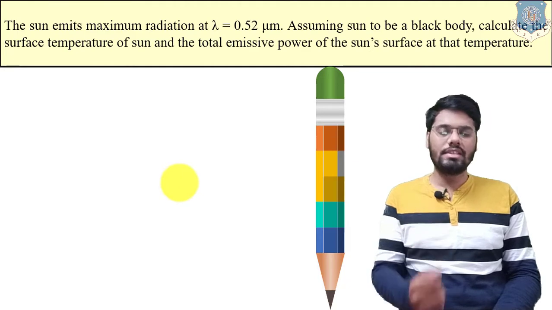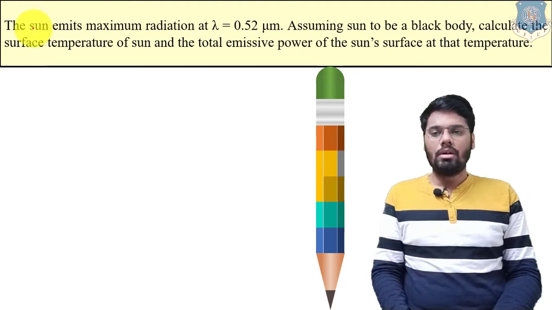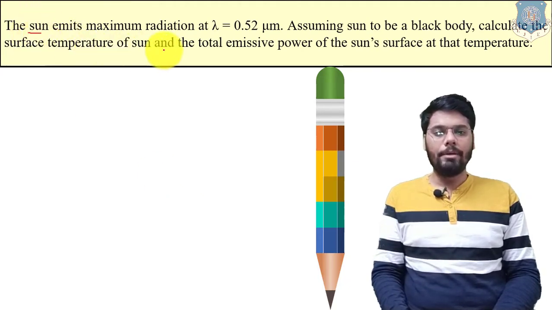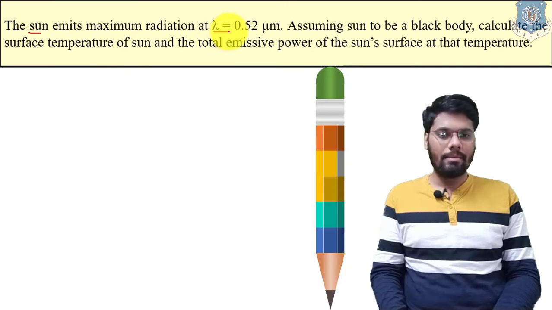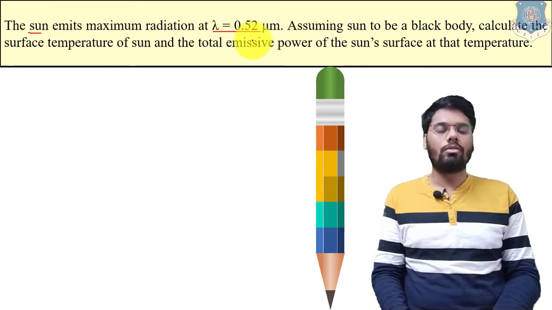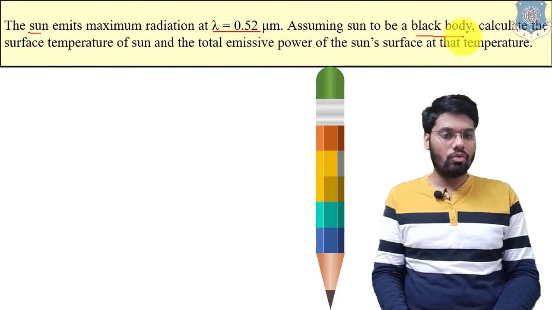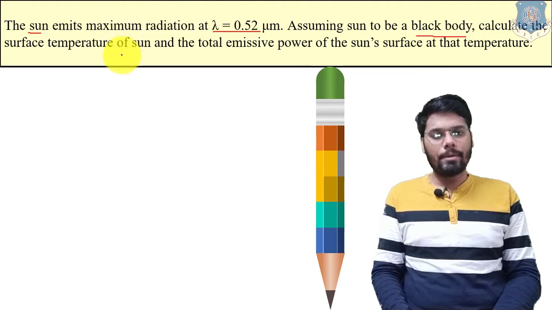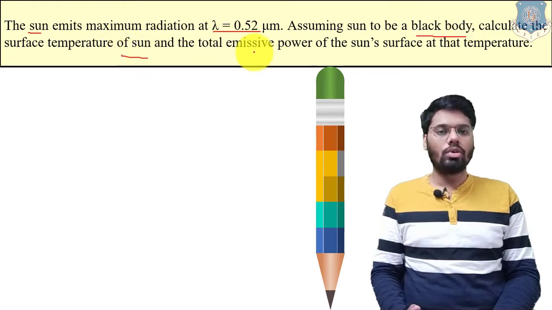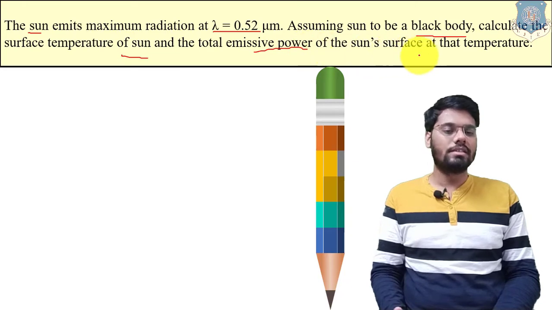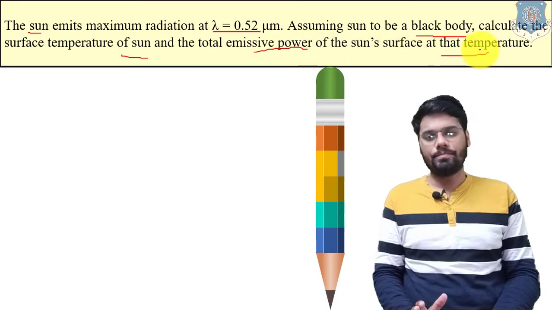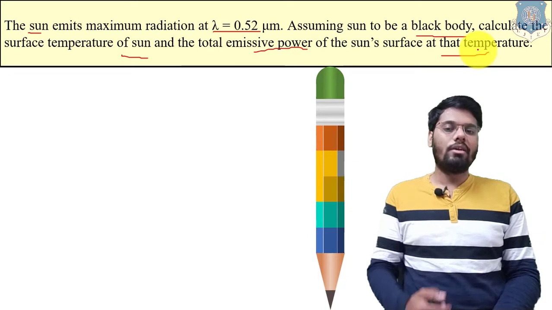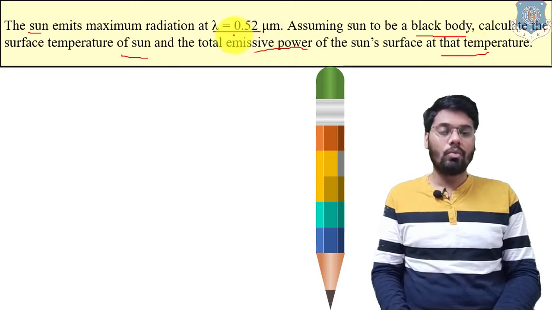Now moving towards the next question. The sun emits maximum radiation at lambda equal to 0.52 micron. This is the wavelength which is given. Assuming the sun to be a black body, calculate the surface temperature of the sun and the total emissive power of the sun's surface at that temperature. Okay, first we need to find out the surface temperature of the sun when lambda is 0.52 micron.